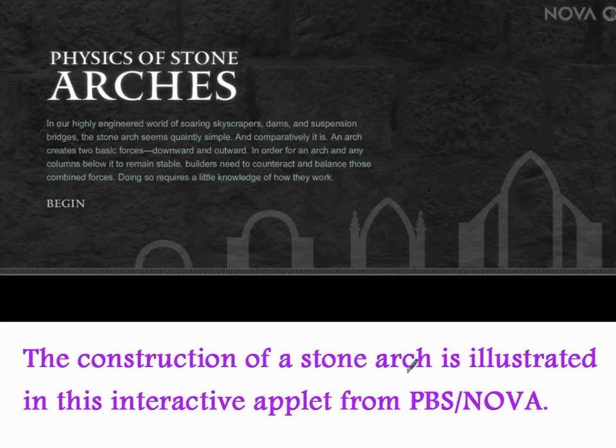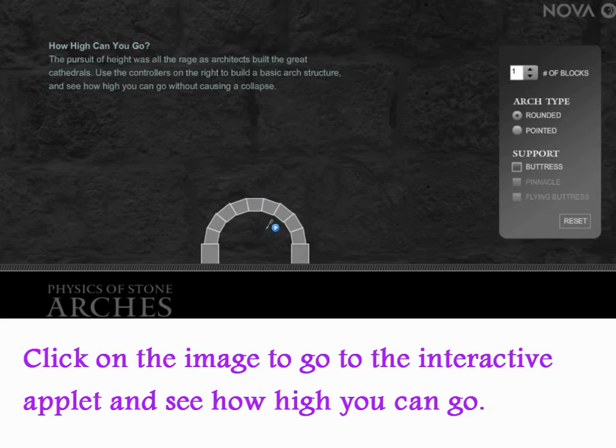There's a construction of a stone arch, and it's illustrated in an applet from PBS and Nova. And so science and physics and math has helped people to construct buildings over many, many years. There's real math being applied as these buildings are being constructed, and we see this go way back in time. We have an arch, and I'm going to click on this, and we'll go to an interactive applet. You can access the link to the interactive applet in the additional resources section of the lesson.